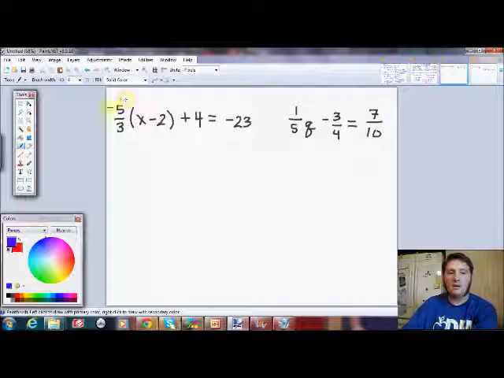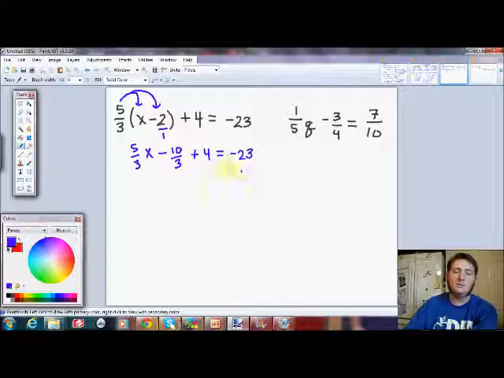Alright, so now we've got a problem with a 5/3 that we're going to distribute. And so we would have 5/3 of x. And if you need to, you pretend that 2's over 1. So -10/3 plus 4 equals -23. And then at this point, I would actually subtract 4 on both sides without trying to get these combined.